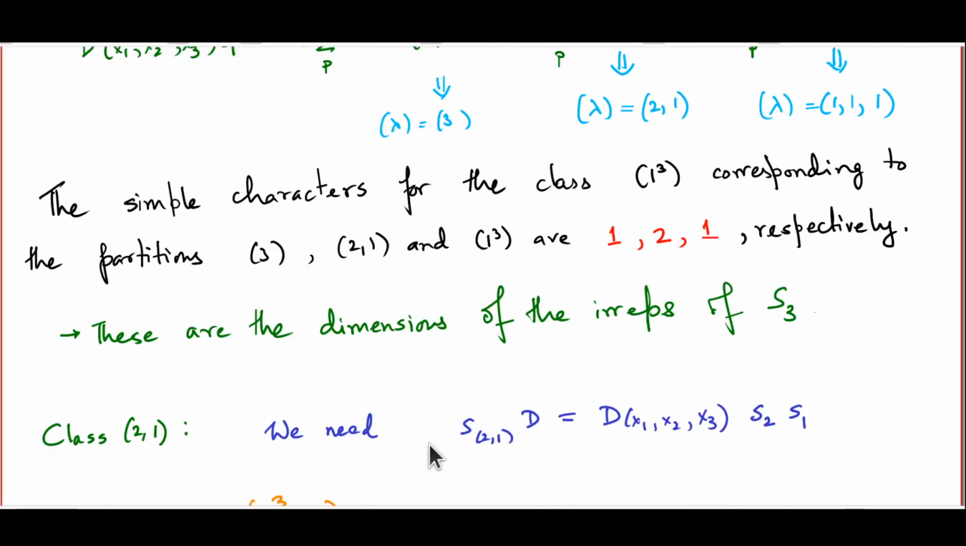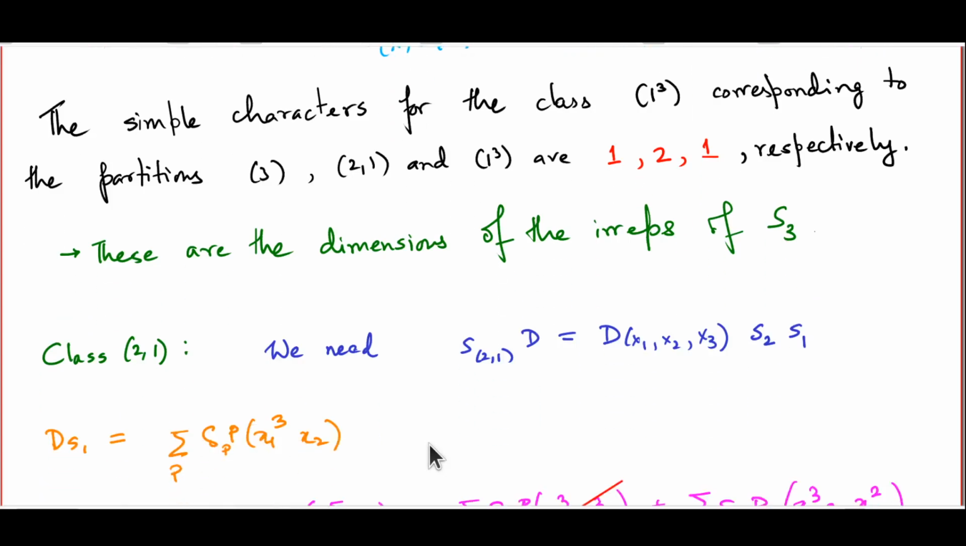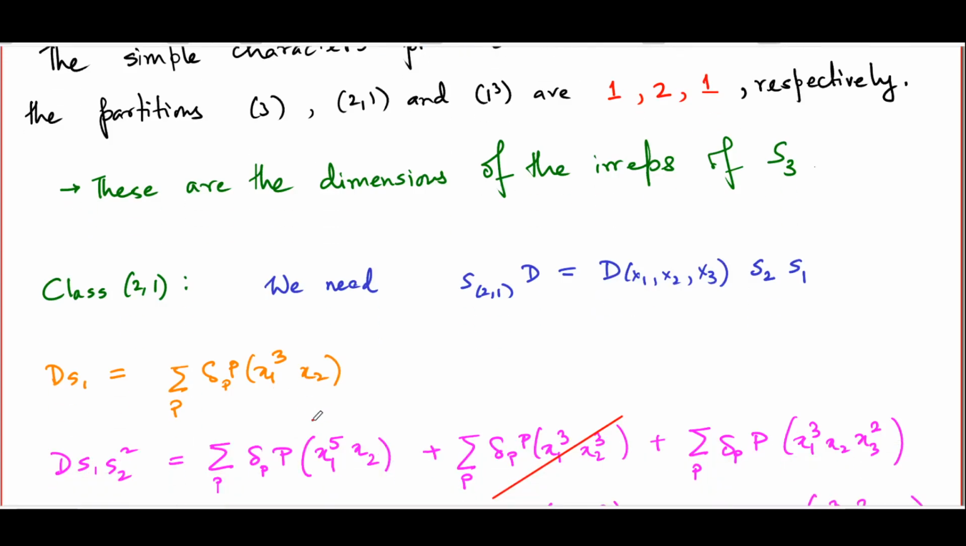The next class in S3 is the class 2, 1. That is 1, 2 cycle and 1, 1 cycle. And for this we need S2, 1 times D, that is of course D times S2 times S1. Now D times S1 we already know, we have already calculated a while ago, and that's basically x1 cube x2 antisymmetrized. So when I multiply that by S2 square, which remember has x1 square plus x2 square plus x3 square, what I'm going to get is a sum of three terms.